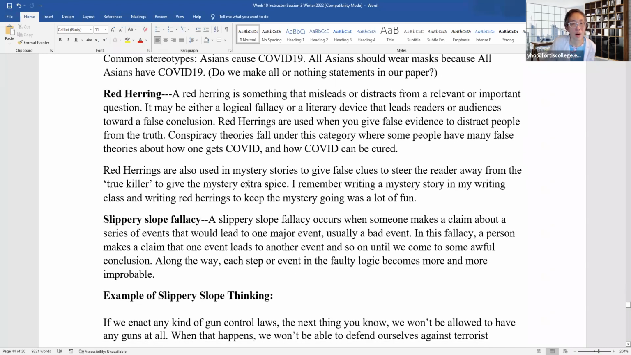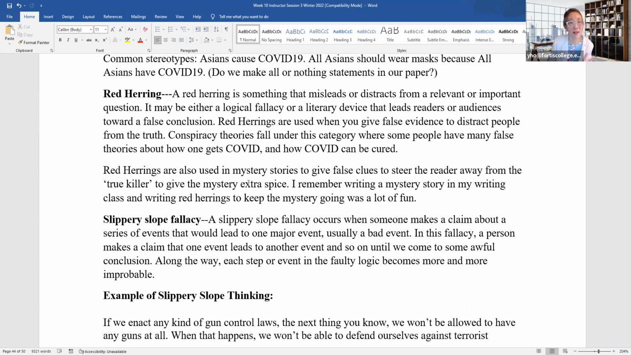Red herring. A red herring is something that misleads or distracts from a relevant question. In other words, a red herring is used to mislead the reader from the truth. And so here you have conspiracy theories falling under this category, where some people have many theories of how one gets COVID and how COVID can be cured. And red herrings are also used in mystery stories to give false clues to steer the reader away from the true killer.